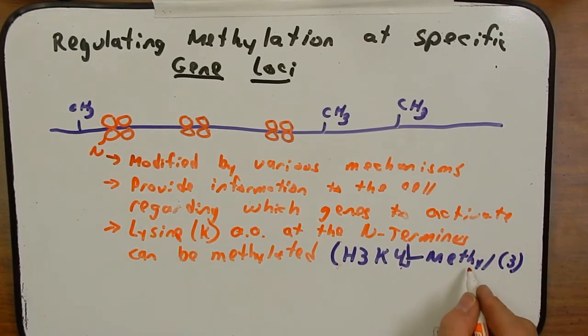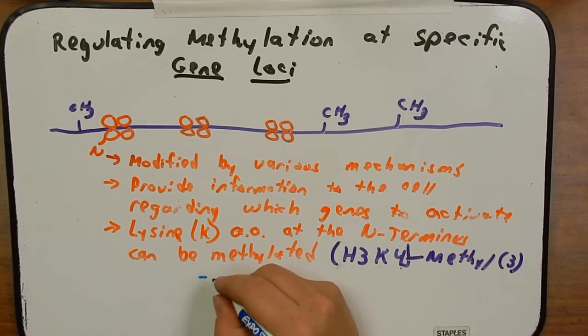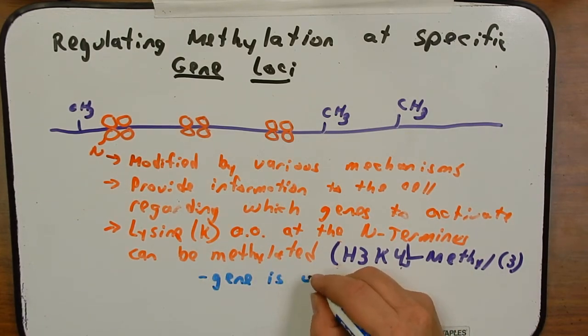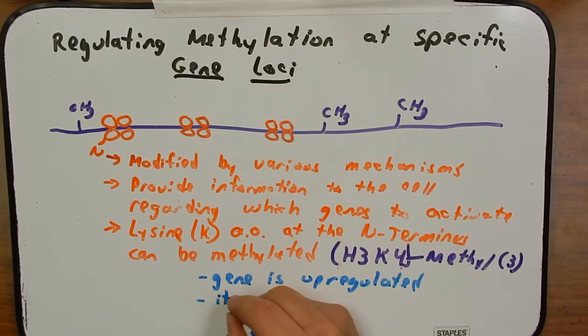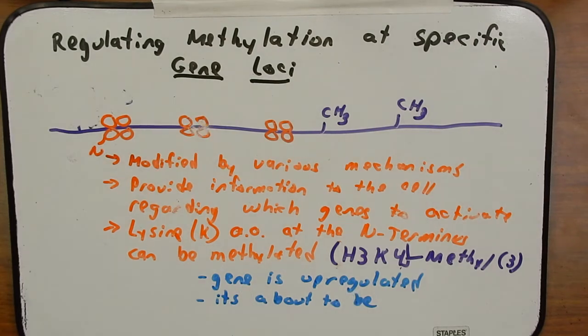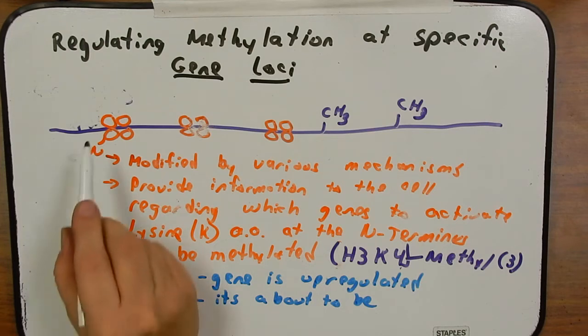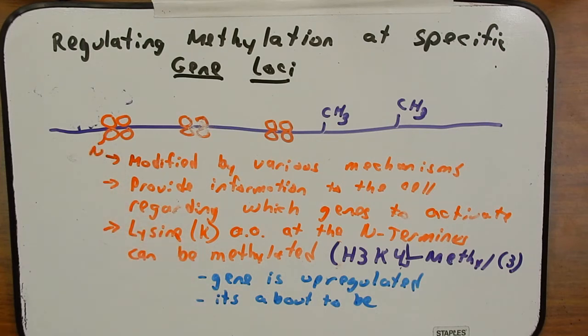When we see a methylated histone, that's a sign that the gene is either upregulated, meaning it's turned on, it's active, or it's about to be, meaning it's capable of being upregulated. So when DNA is methylated, it's usually a sign that gene expression is being downregulated. But in this case, methylating the protein, the histone, indicates an upregulation. So how is methylating this histone linked to DNA methylation?